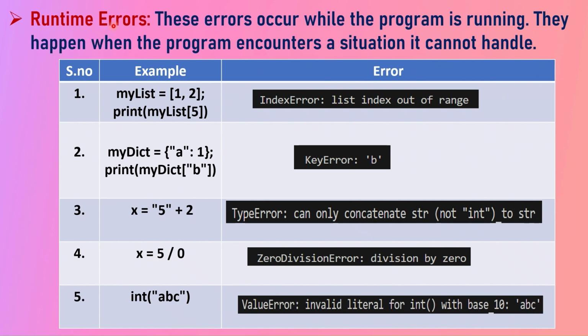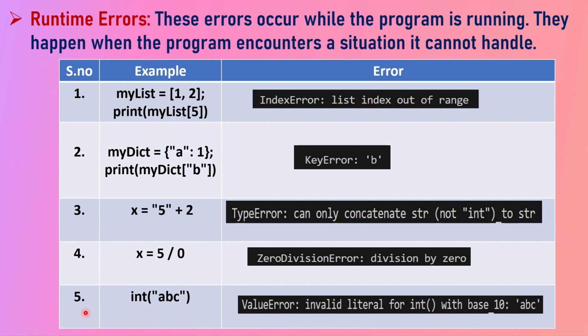Next one is about runtime errors in Python. From the name itself, we can understand runtime errors are the errors that usually occur while the program is running. These errors usually happen whenever the program encounters a situation which cannot be handled by Python. While the program is running, sometimes in some situations, Python doesn't know how to handle some cases. In those cases, it results in runtime errors. In order to understand it better, let's see some examples.